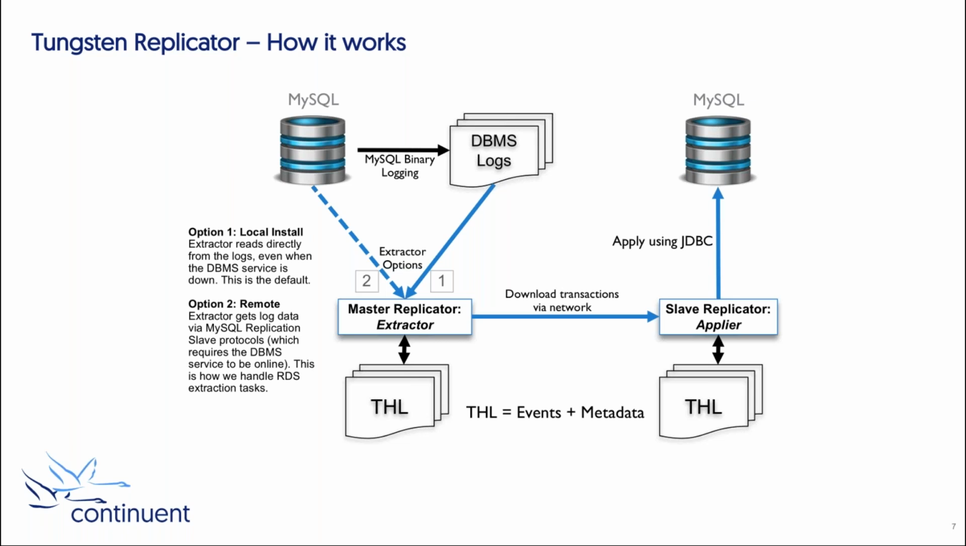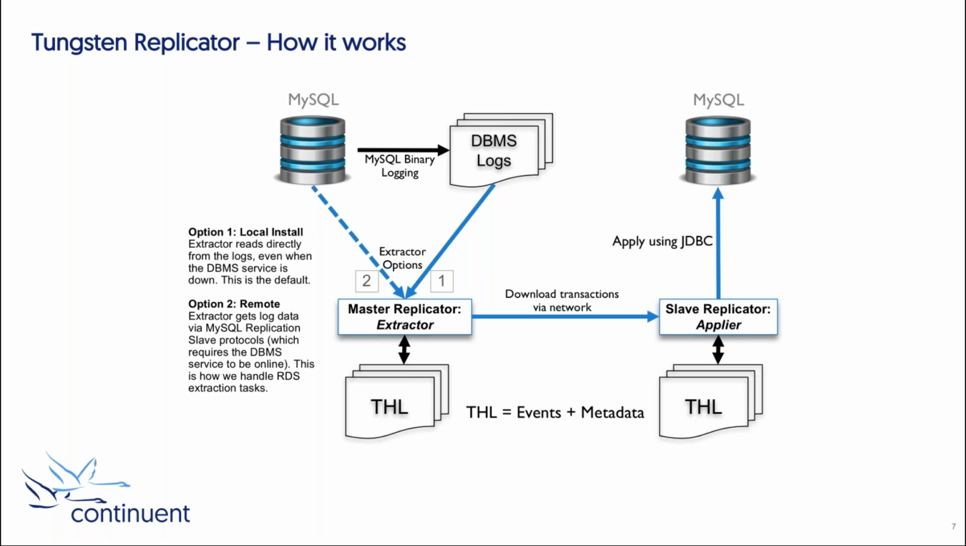Now, based on the configuration during install, the replicator will know whether it's to be running as an extractor, which we call the master, or an applier, the slave. Again, it's the same single install package, just a different configuration. In extract mode, the replicator will be mining the binary logs from the database, or in the case of RDS, we hook into the native replication protocols and pull out the data. From that, we take the transactions, assign this globally unique ID that I mentioned, and convert the transaction into what we call THL, or transaction history log. This is our own native format, and it's this that allows us to replicate between heterogeneous targets.